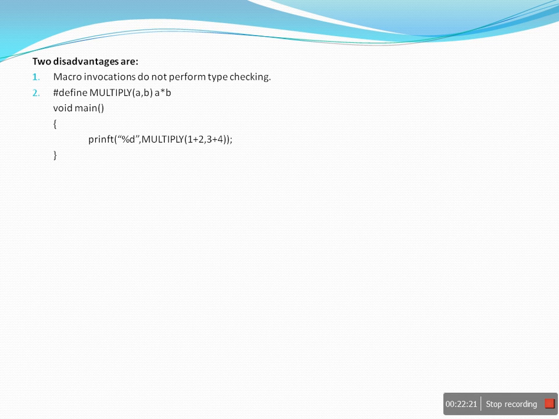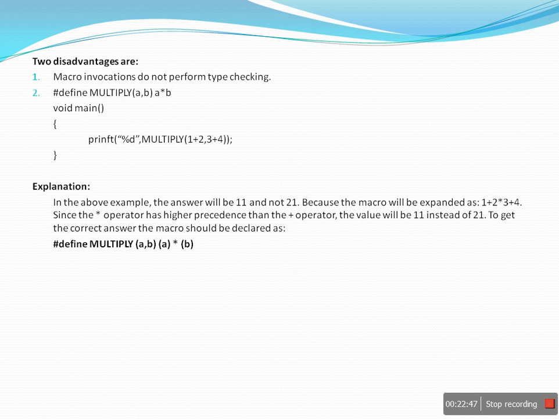Second, #define. If you are using multiply as a macro, a comma b, and then a multiply by b. Now in the main function, suppose you are calling the multiply macro with 1 plus 2 comma 3 plus 4. Now we are having a as 1 plus 2 multiply by 3 plus 4. So multiply has the higher priority. So 2 multiply by 3 becomes 6, 6 plus 4 plus 1 becomes 11. So in the above example, the answer will be 11 and not 21.